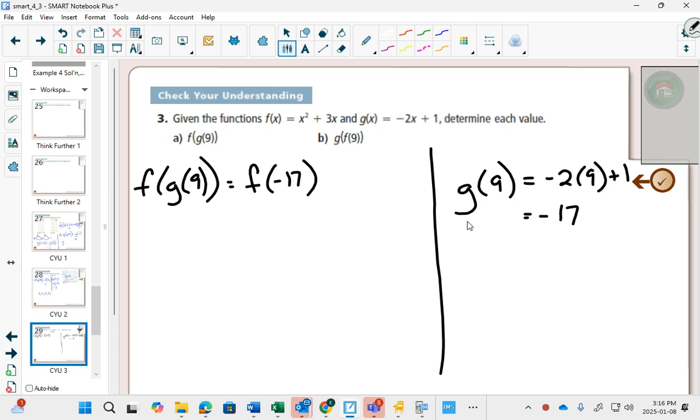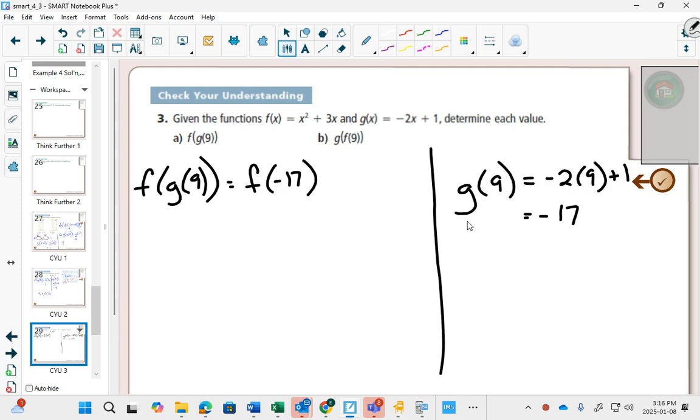Sometimes I find that students try to do all of this math inside the brackets here, and things get messy, and they forget to write some part of it, and then all of a sudden we make mistakes. So to keep things simple, I do a little bit of work off to the side. That's my g of 9. I got negative 17. Now I have to figure out f of negative 17.